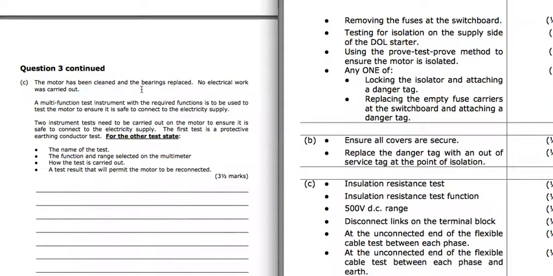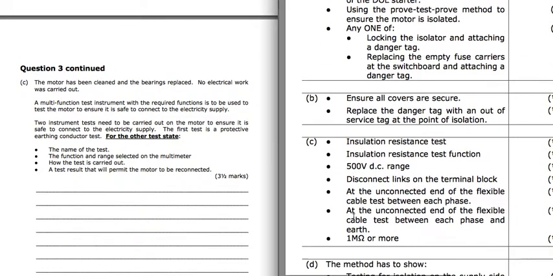The motor has been cleaned and the bearings replaced. No electrical work was carried out. We've got one of these multi-function test instruments with the required functions, so that means we've got insulation resistance test on there. 2 instrument tests need to be carried out on the motor to ensure that it's safe to connect to the electrical supply. The first test is the protective earthing conductor. For the other test, so we're looking for insulation resistance now.